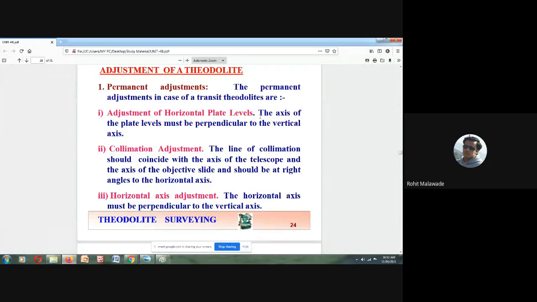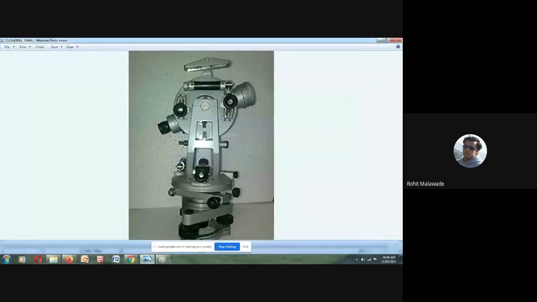Okay. In case of the theodolite, we are going to have the permanent adjustments now. First, adjustment of the horizontal plate level. The axis of the plate levels must be perpendicular to the vertical axis, right? That means, what is the horizontal plate level? The horizontal plate level is this, right?